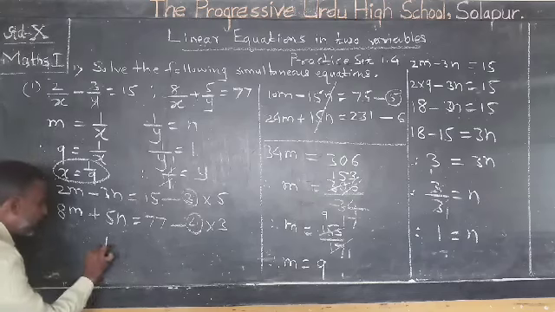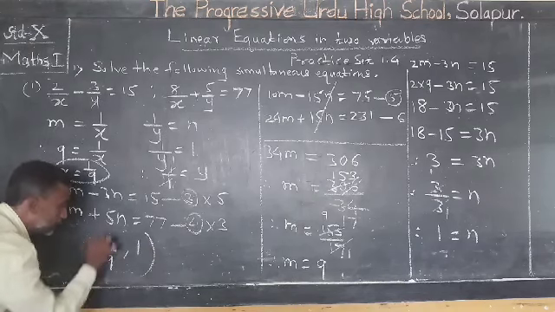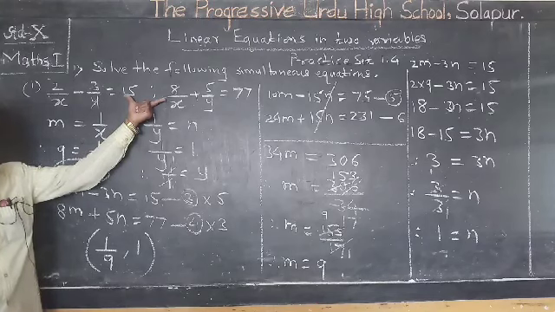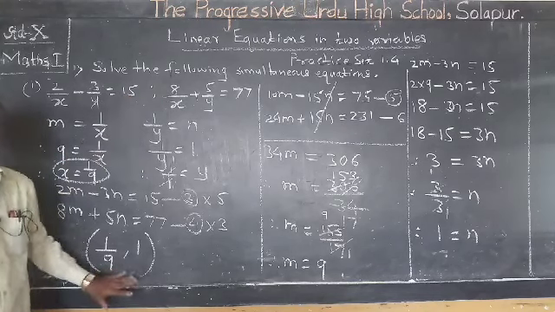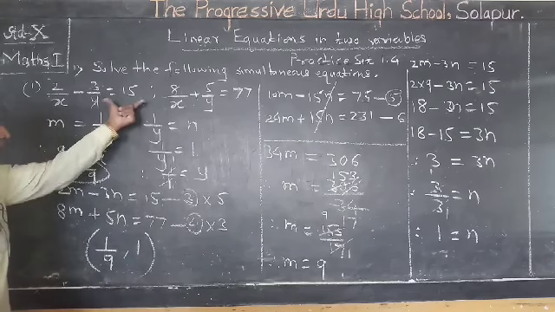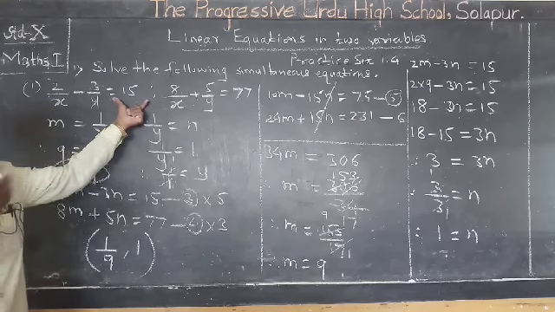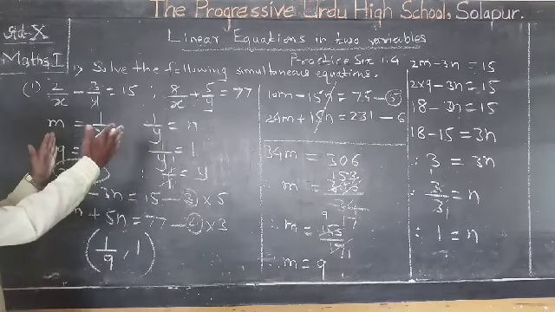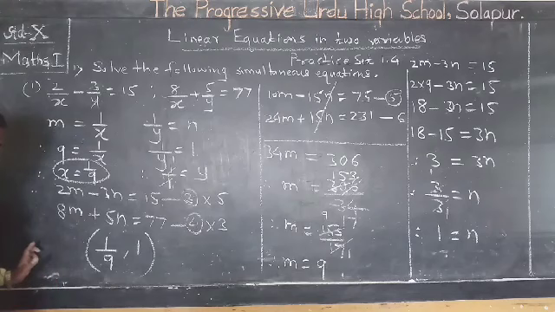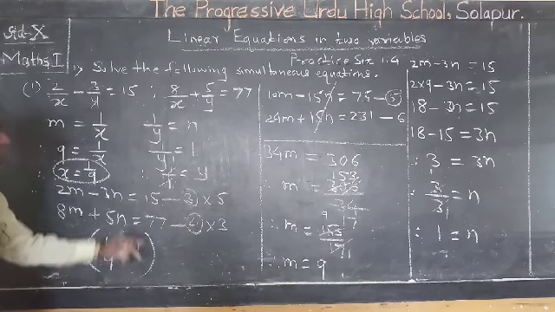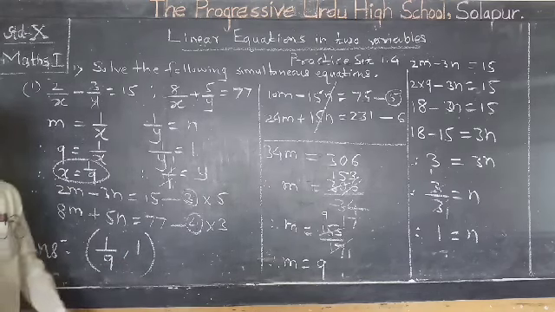Now, 1 upon 9 and 1 is the solution of these two simultaneous equations. In this way, we can solve these equations which are not linear ones, but by proper substitution, we can convert them into linear ones and we can solve like this. In the last, write the answer. So, the answer is 1 upon 9 and 1 of these two simultaneous equations.